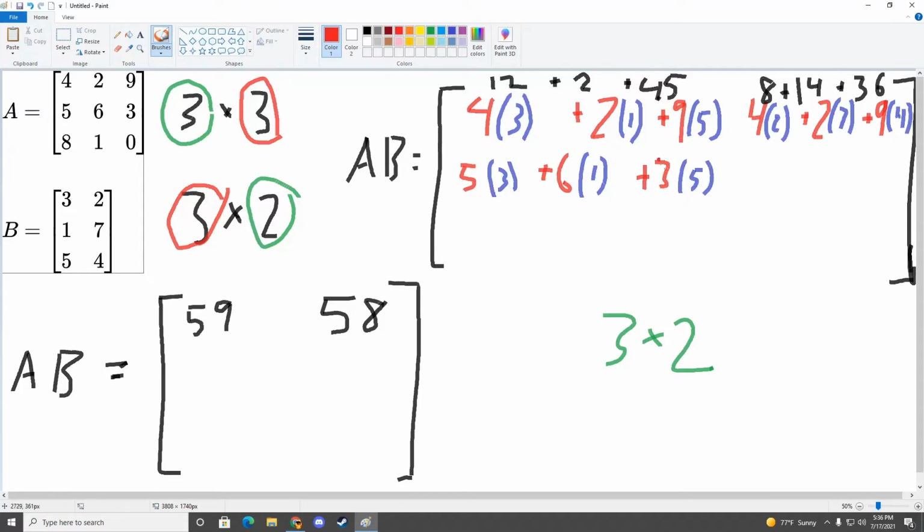Alright, now we write out the second row again. 5 plus 6 plus 3. Right, and now we multiply by the second column. 5 times 2, 6 times 7, and 3 times 4.